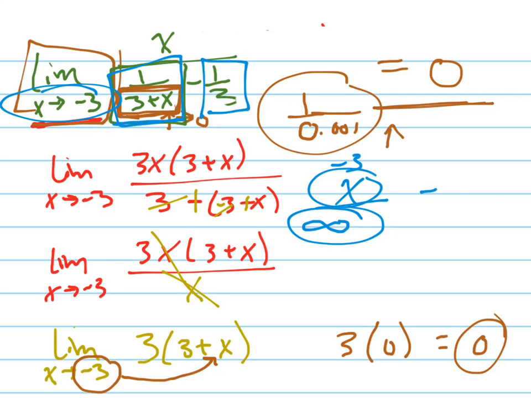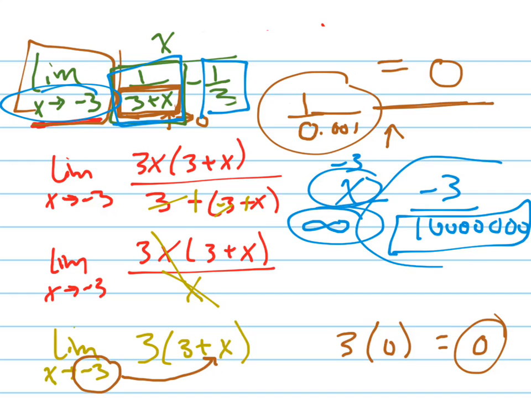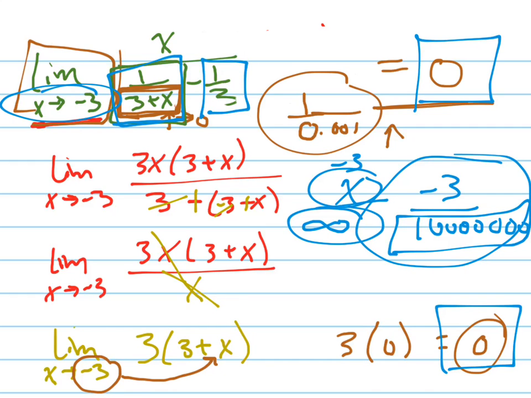So if you have a number, -3, over a humongous number like 1 million, or 10 million or 100 million, etc., as this denominator gets bigger and bigger, what's the entire fraction getting closer and closer to? 0. And that's another way to understand that particular problem.